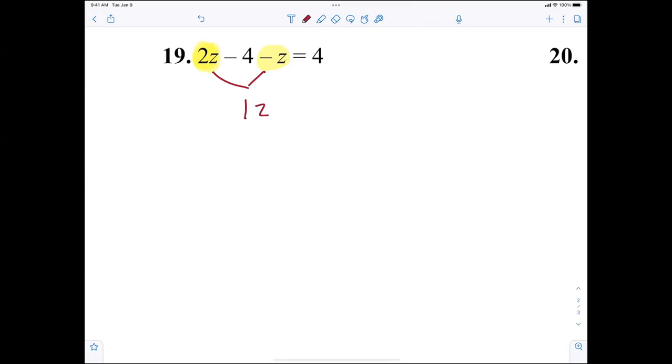So I have 1z minus 4 equals 4. Now what do I do? You would add 4. That is correct. And you would get 8. 1z equals 8. That's correct. That's your answer. Z equals 8. All right. Very good. All right.